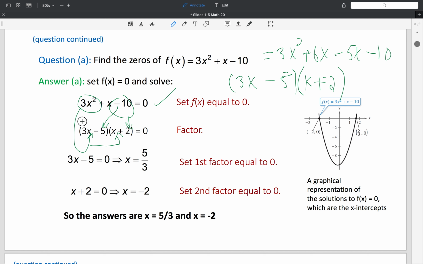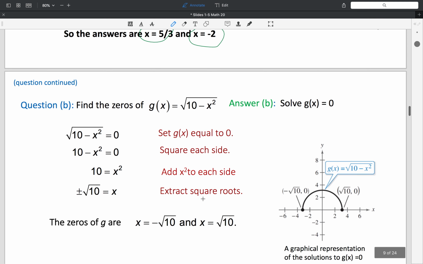Anyway, so once I factor, I want to set each of these equal to 0. So here's the first one. I add 5 to each side and divide by 3. I'm doing everything at once. So first I get that, and then I get 3x equals 5, and then I divide by 3. And I get x equals 5/3. Okay, for the second one, I just subtract 2 from each side. I get x equals minus 2. So my answers are x equals 5/3 and x equals minus 2.